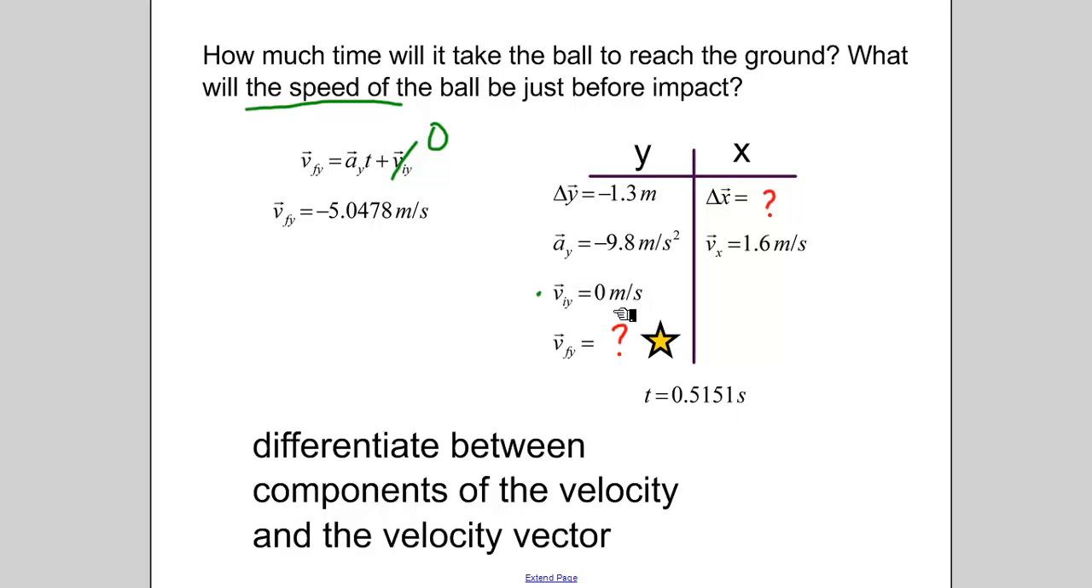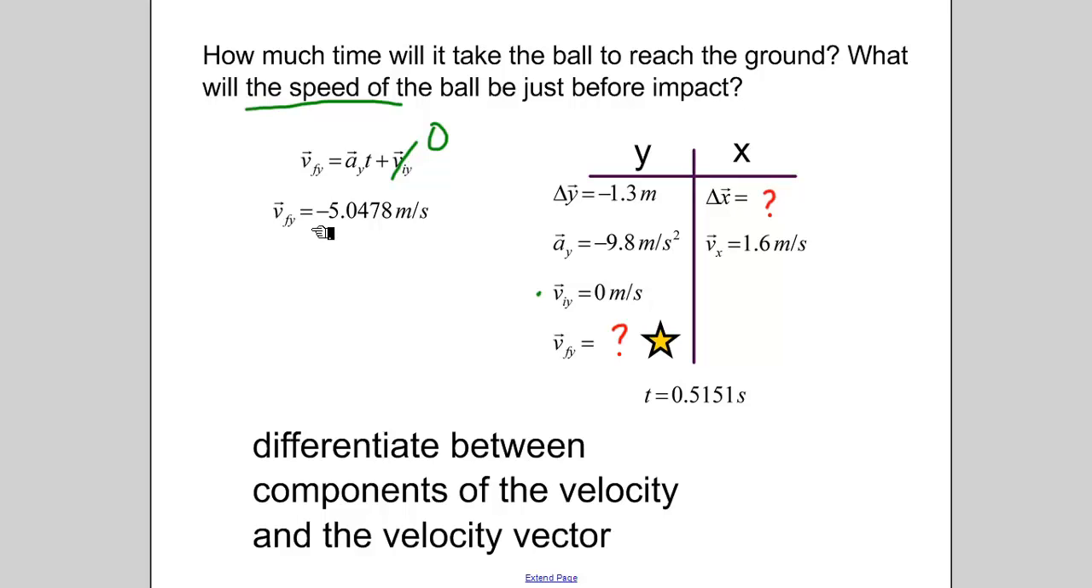So it's pretty simple to choose a kinematic equation. I chose the second one here. Could have chosen another one, but I chose the second one. Realize that the initial y velocity is 0. Multiply the time times negative 9.8 meters per second squared. I get the final y velocity is negative 5.0478 meters per second.